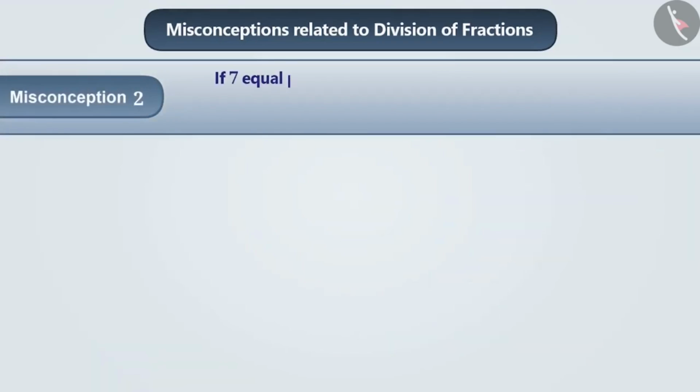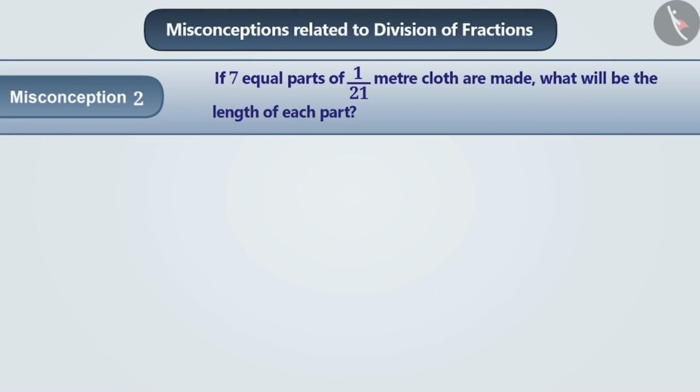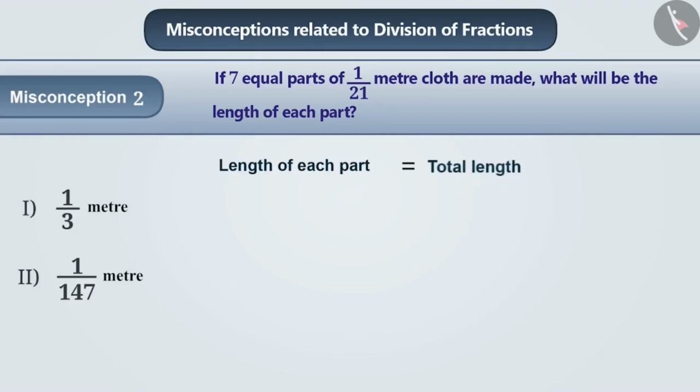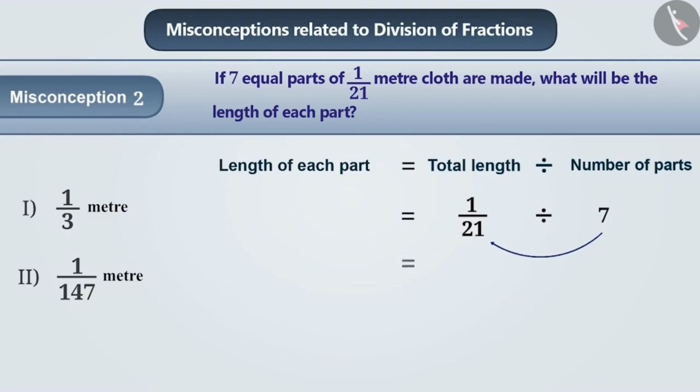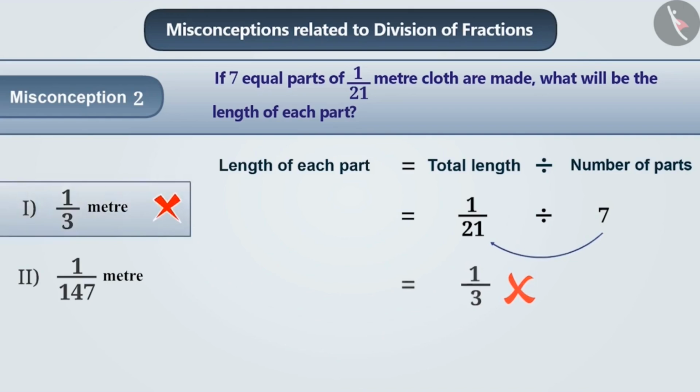Misconception 2. If 7 equal parts of 1 by 21 meter cloth are made, what will be the length of each part? To find the length of each part, the total length has to be divided by the number of parts, that is, 1 by 21 has to be divided by 7. While dividing a fraction by a whole number, children often tend to divide the denominator. For example, here the result obtained while dividing 1 by 21 by 7 is 1 by 3. This is the wrong answer. Hence, option 1 is incorrect.